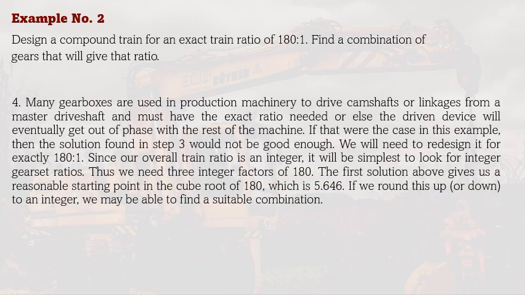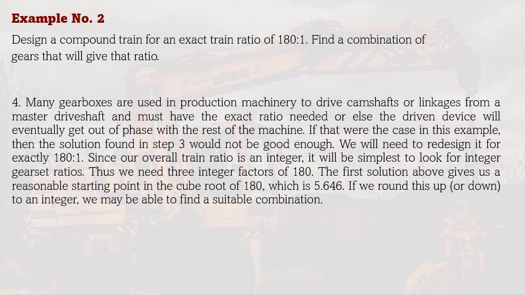However, many gearboxes are used in production machinery to drive camshafts or linkages from a master drive shaft and must have the exact ratio needed, or else the driven device will eventually get out of phase with the rest of the machine. If that were the case in this example, then the solution found in step 3 would not be a good solution. We will need to redesign it for exactly 180 to 1.